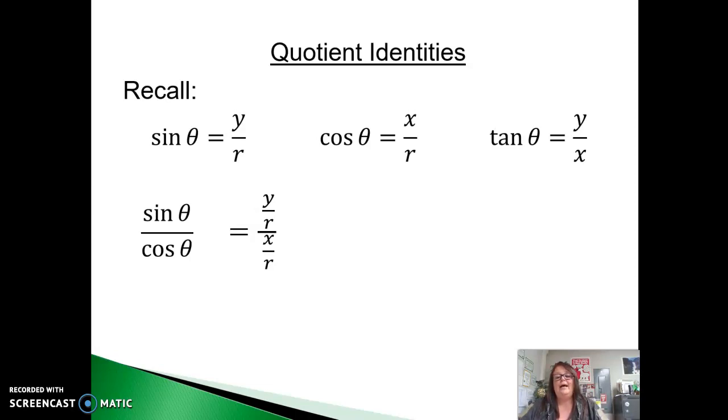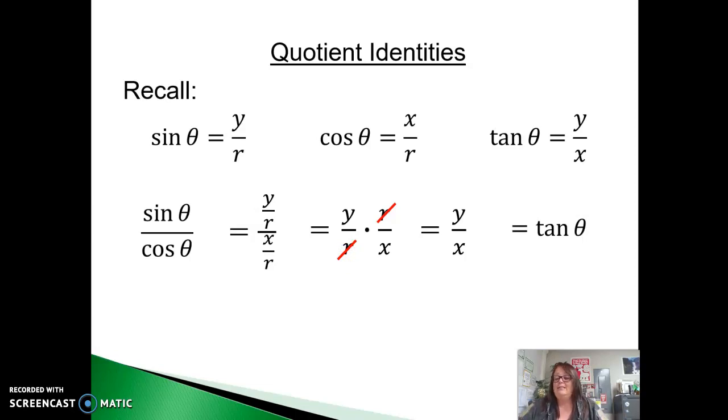And so if I divide by a fraction, it's the same as multiplying by a reciprocal. So you notice x over r became r over x. I can then cancel my r values, and that leaves me with y over x. So sine of theta over cosine of theta is represented by y over x, no matter what kind of circle we're in. And then hopefully you notice y over x is tangent of theta.